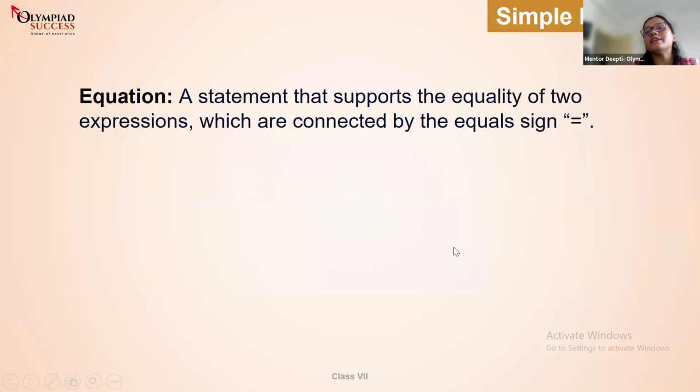So what is an equation? What do we understand about an equation? It is a statement that supports the equality of two expressions. As there is a name in the equation itself, equation means equate. So there will be a sign of equals to, which will equate two expressions.